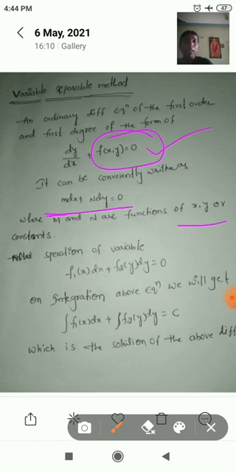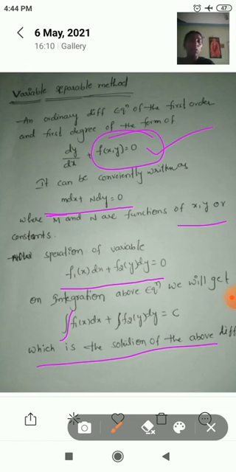After we do that, separation of variables, we will get f1(x) dx plus f2(y) dy equals 0. After this, on integration of the above equation, we will get integration of f1(x) dx plus integration of f2(y) dy equals a constant, which is the solution of the given differential equation.